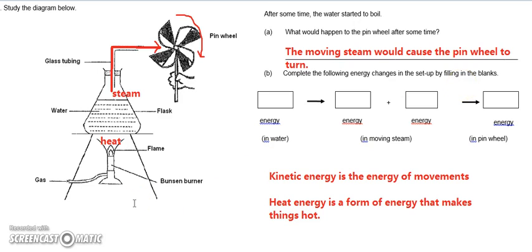Okay, feel free to pause if I'm going too fast, or rewind or replay if you don't understand my explanation. Alright, and answer the worksheet accordingly.